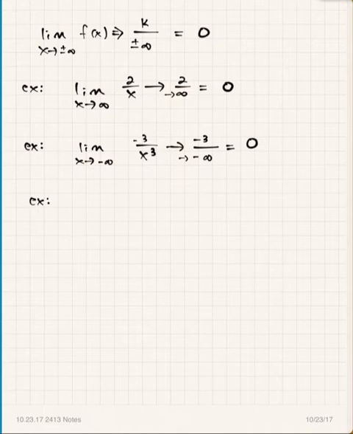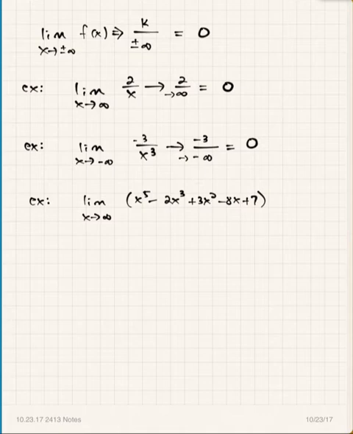All right. The limit as x goes to infinity of x to the 5th minus 2x cubed plus 3x squared minus 8x plus 7. Now what I want to point out here is that when you have powers of x and you have a limit at infinity, whether it's positive infinity or negative infinity, ultimately the only term that really matters is the term with the biggest power, that it completely dominates the other terms. And so x to the 5th is the dominant term here.